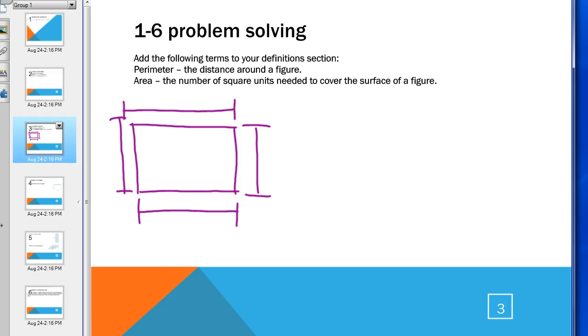When you find perimeter, you add up all of those sides. When we talk about area, we are talking about how much it takes to cover a surface. So how much it would take to cover or to color in that rectangle. For a rectangle, we use the length multiplied by the width to find that area.